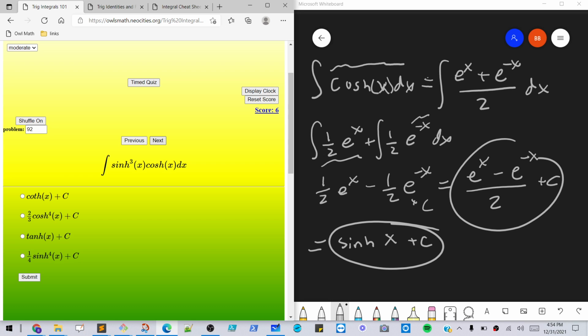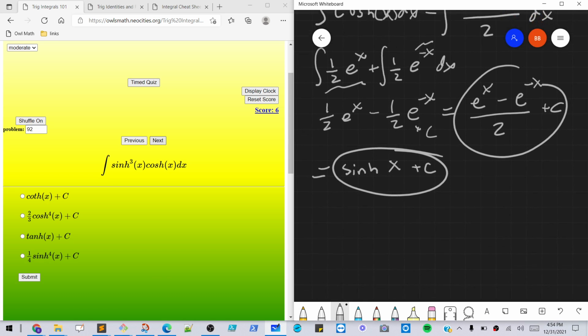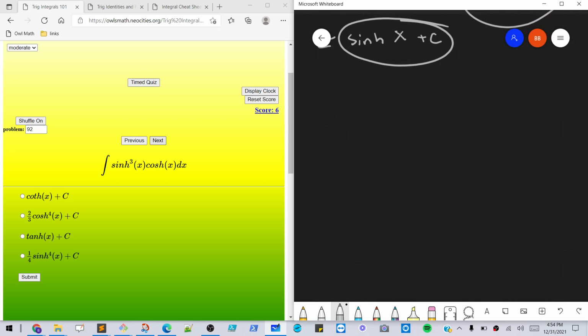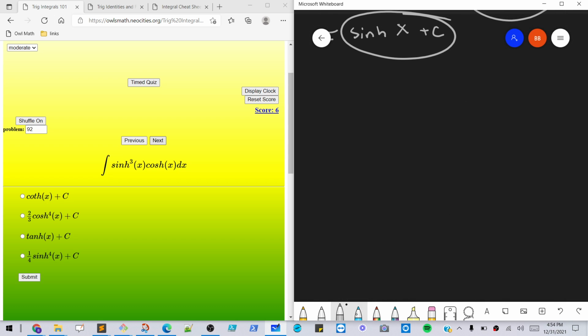So next question. By the way, this same thing is going to work the other way. The integral of cosh is sinh. The integral of sinh is cosh. Let's use that now. So we have on the board the integral of sinh cubed x cosh x dx.